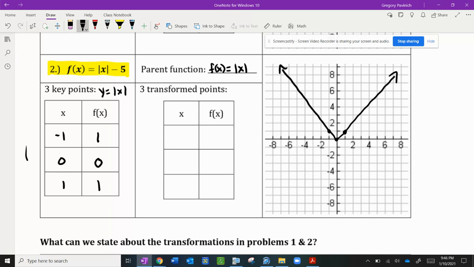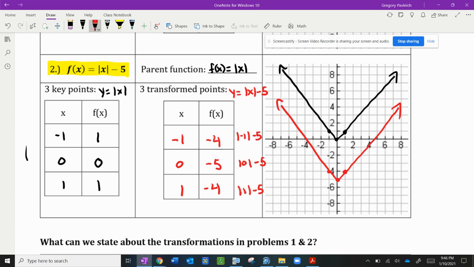And now what I want to do is look at the transformed function. What did this -5 do? Let's take the same 3 key points and plug them in. Absolute value of -1 is 1, minus 5 is -4. Absolute value of 0 is 0, minus 5 is -5. Absolute value of 1 is 1, minus 5 is -4. So I'm going to graph these: -1, -4, 0, -5, and 1, -4. And exactly what I thought happened. Looks like all these points just shifted down 5 units.